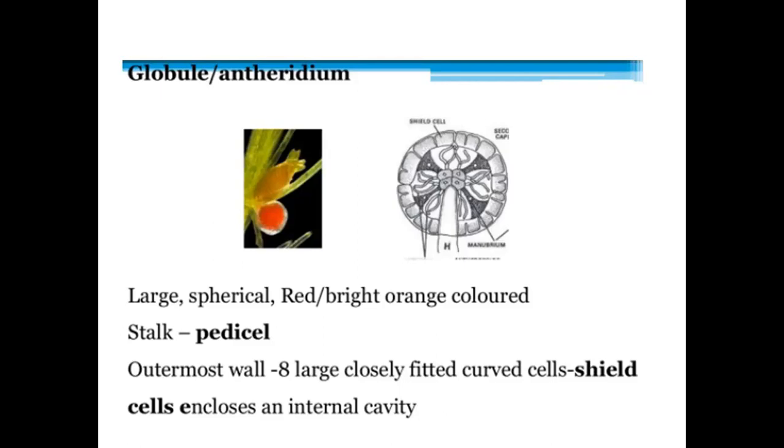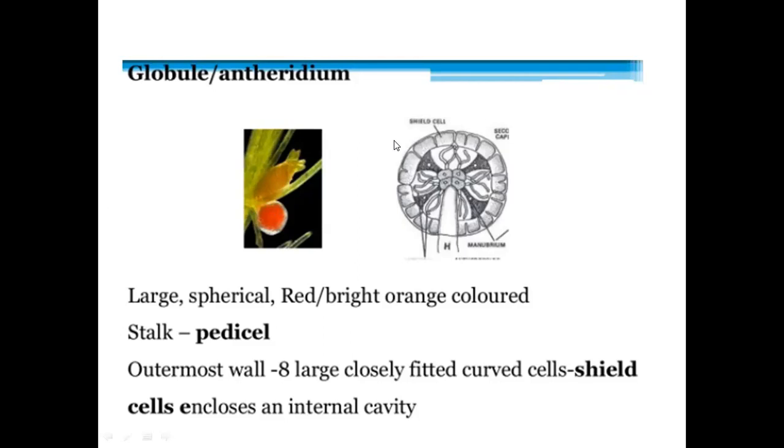Antheridium, its shape is spherical. Just like the name indicates, the shape of antheridium is spherical. It is a large spherical body, and the color is bright orange or red. Here you can see a bright orange color. And there is a short stalk here, and that stalk is known as pedicel.